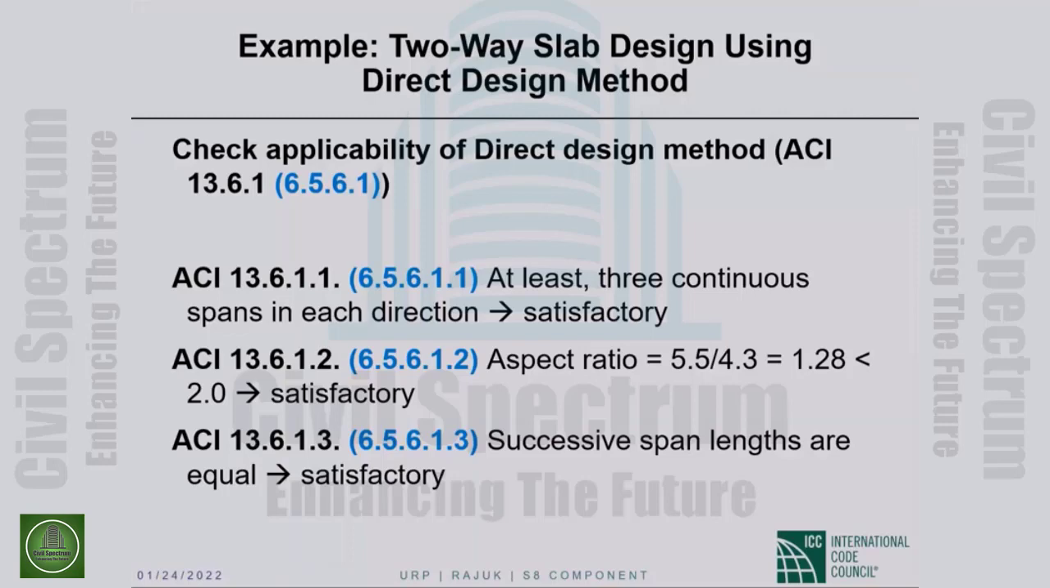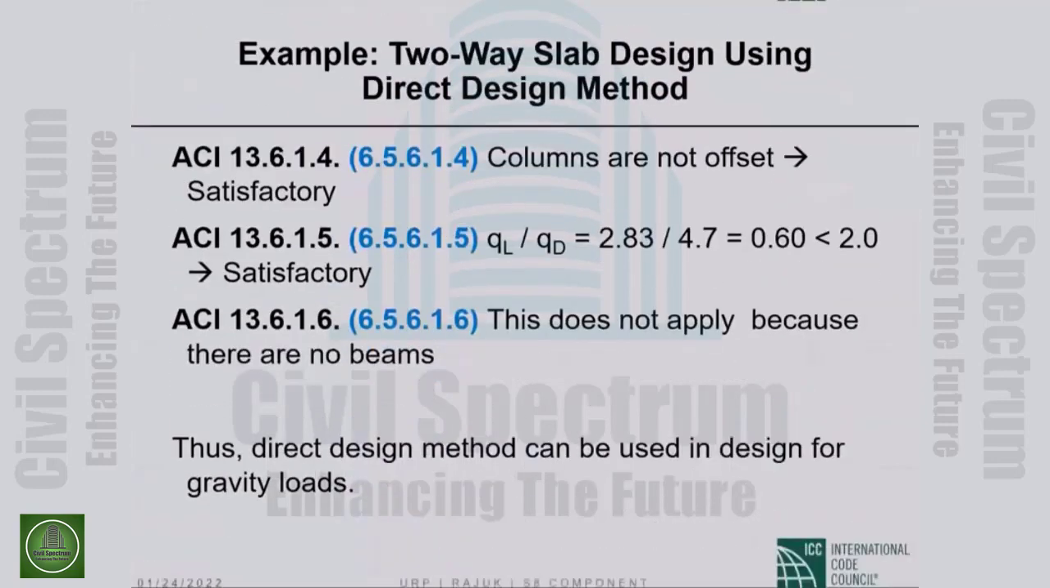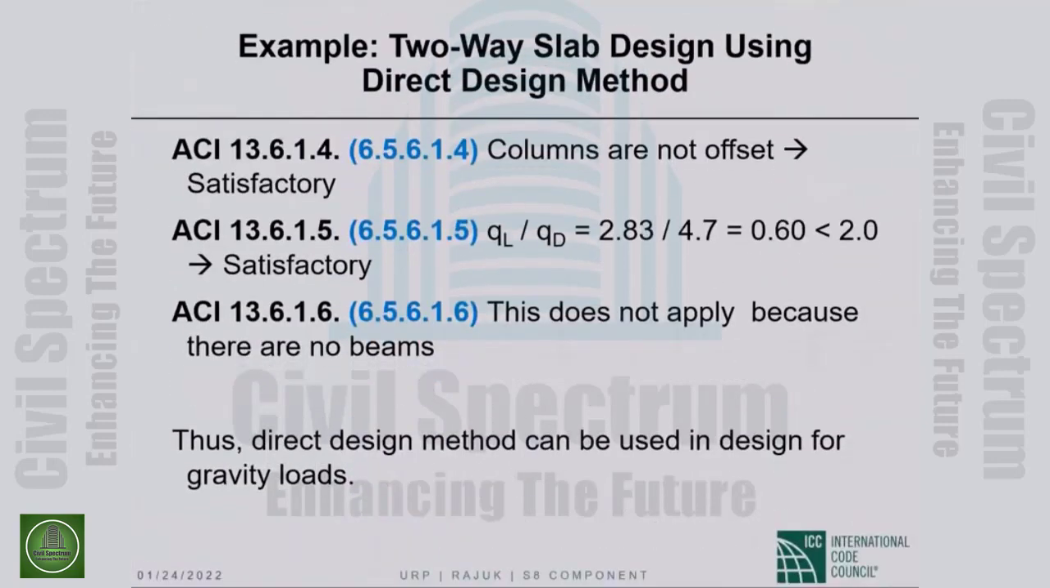Successive span lengths cannot differ by more than a third of the span. We have equal spans, so that condition is met. Columns can be offset by a maximum of so much, but we don't have any offset columns, so that condition is met. Live load to dead load ratio cannot be any more than 2. Our live to dead load ratio is 0.6. So this is pretty typical of concrete.